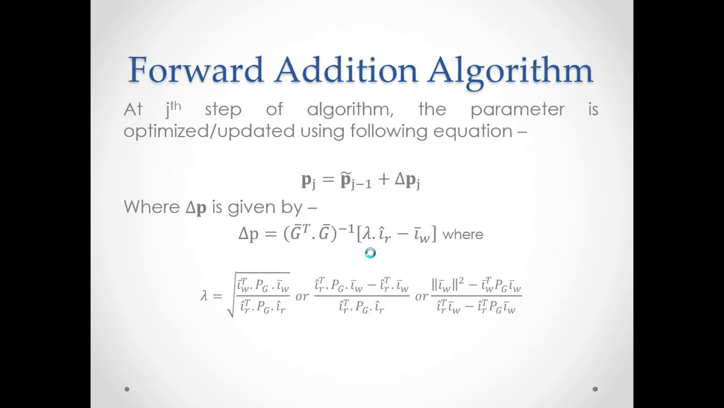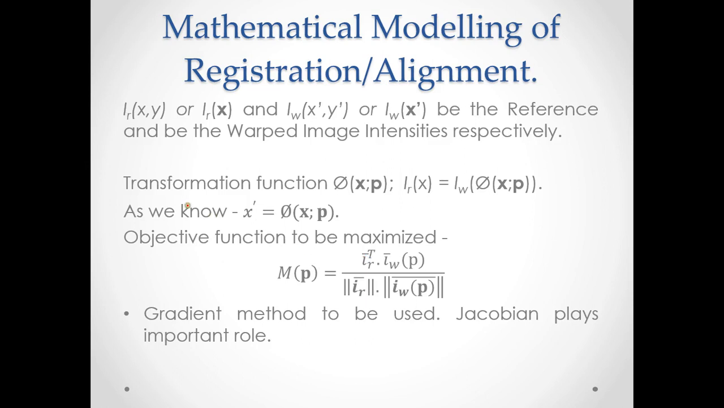Now the mathematical modeling. The reference image is termed as IR(x) or I_R bold x, and the warped image is termed as I_W(x') or I_W bold x'. Say x' is the point in the warped image and x is the point in the reference image. This is exactly the mapping which is happening. We don't know phi exactly because we don't know p. If we know it, we can use bilinear transformation to get back this reference image x.